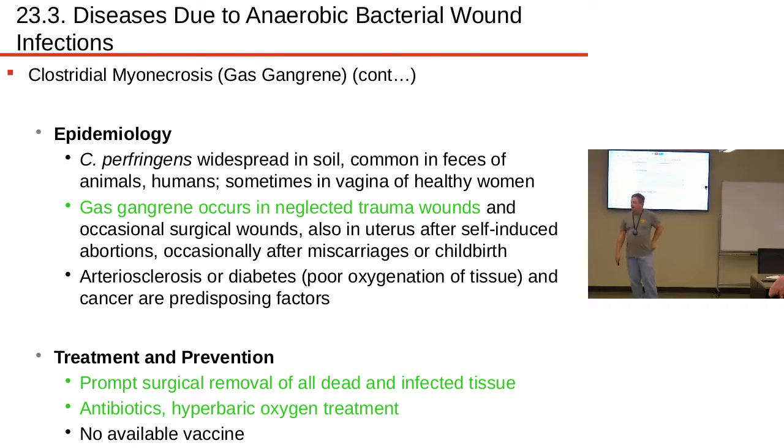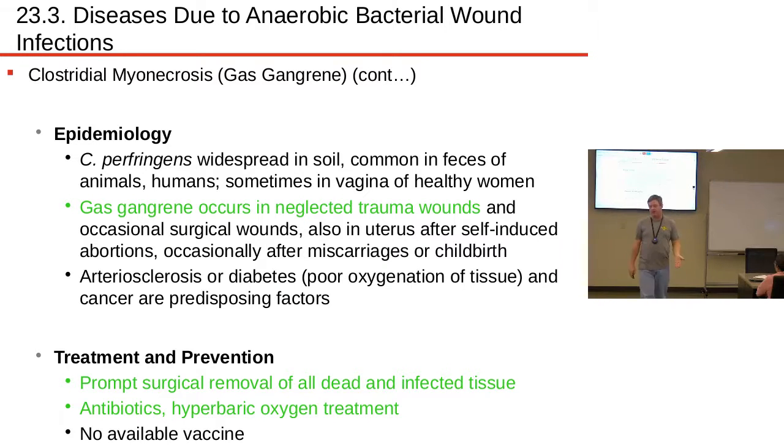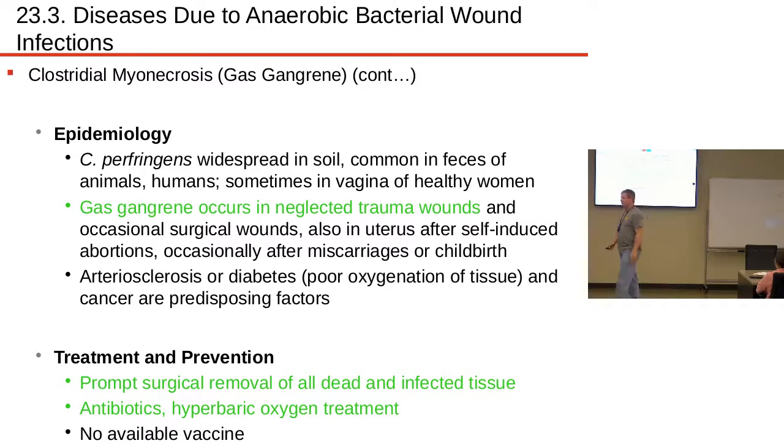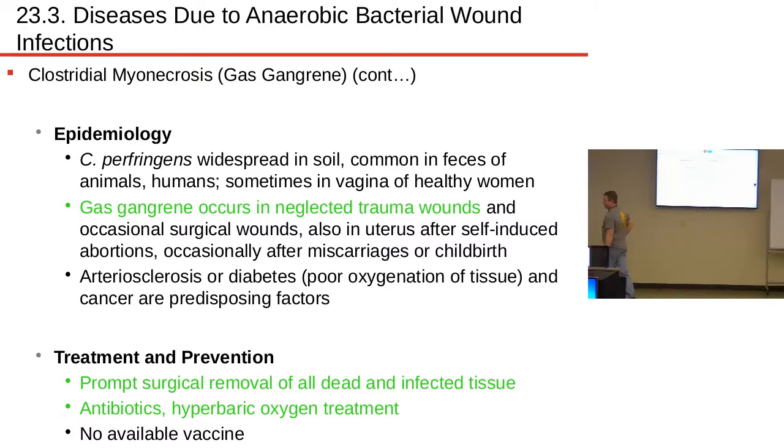The antibiotics are going to be useful to clear the bacterium, but remember it's a toxin that's causing the problem, so we also have to deal with the toxin. As I already pointed out, a hyperbaric chamber can be useful because this bacterium is an obligate anaerobe. So if I can increase the amount of oxygen in the person's body, sometimes that can be an effective treatment too. There's no available vaccine.